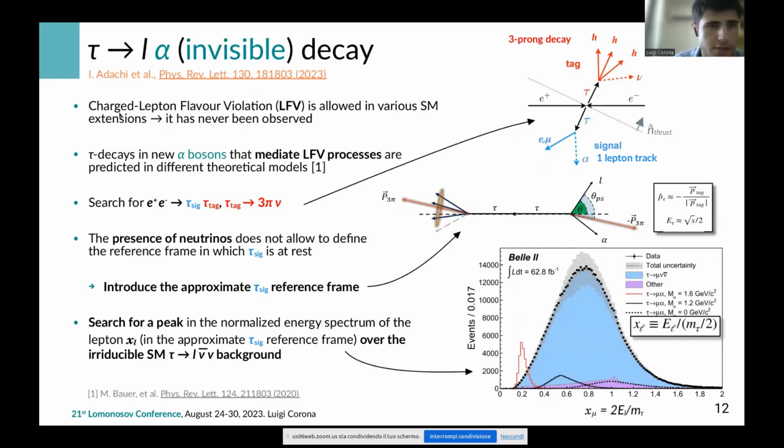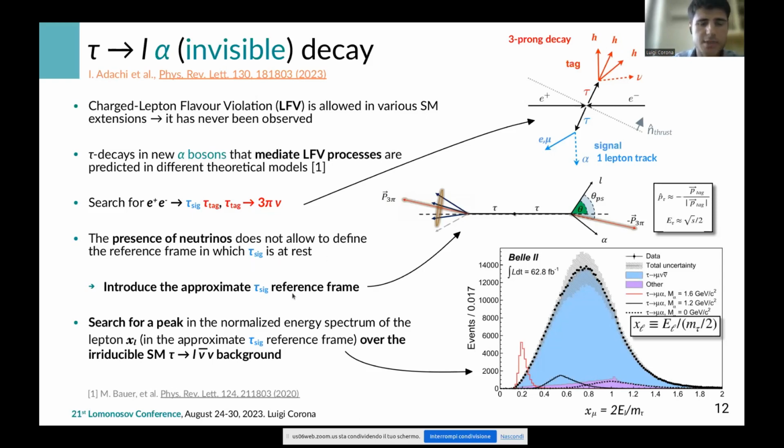So this is, as you know, the charged lepton flavor violation is allowed in various standard model extensions, but it has never been observed. And there are different theoretical models introducing some alpha bosons that mediate the lepton flavor violation processes in tau decays. We search for these in tau events, and we separate a tag side and a signal side, and the tag side is reconstructed using 3 charged hadrons plus neutrinos.